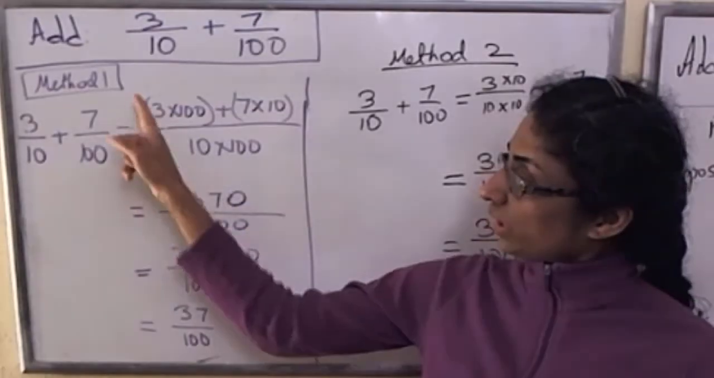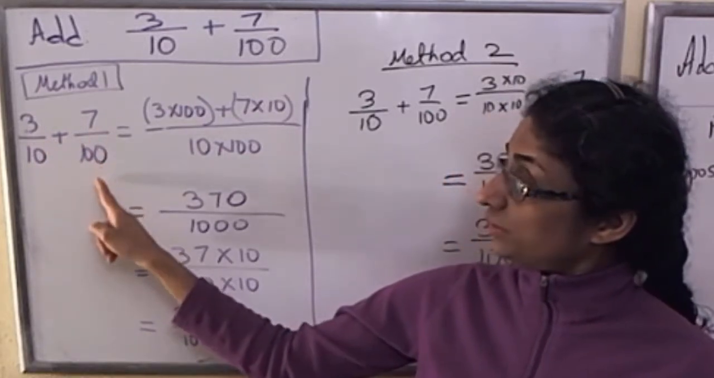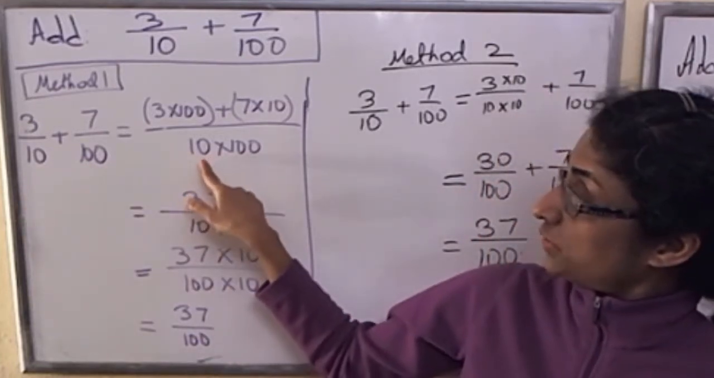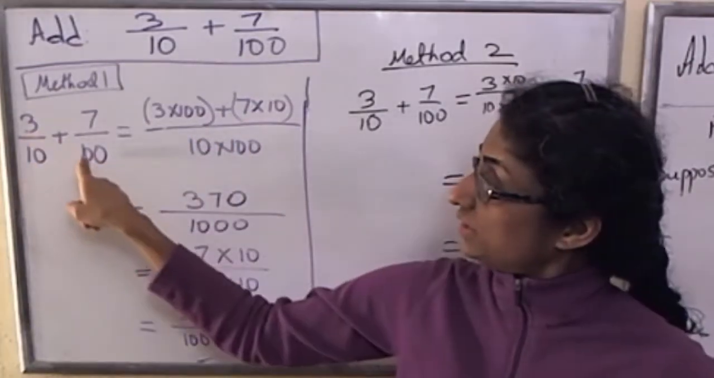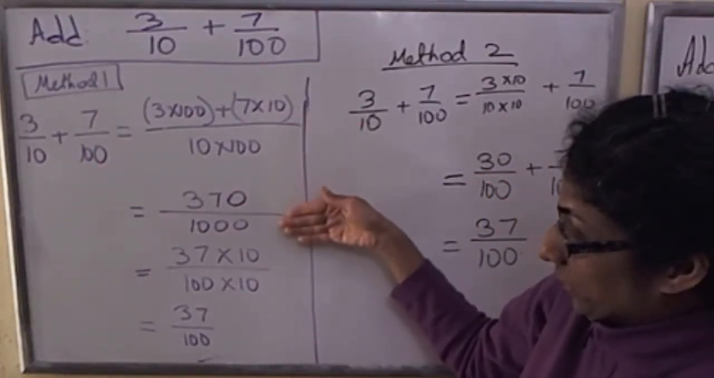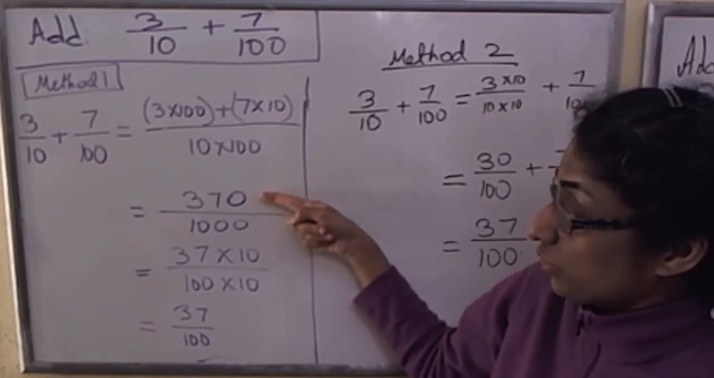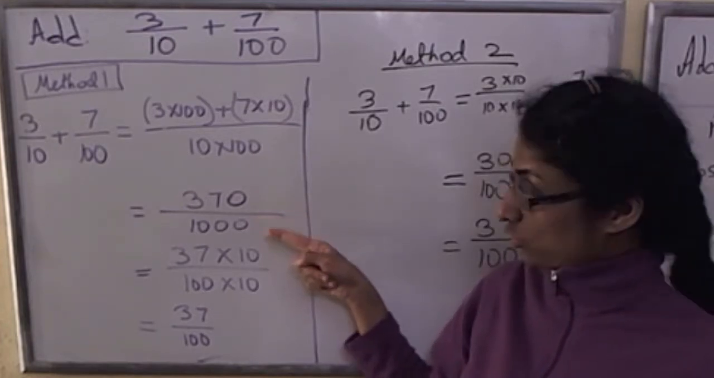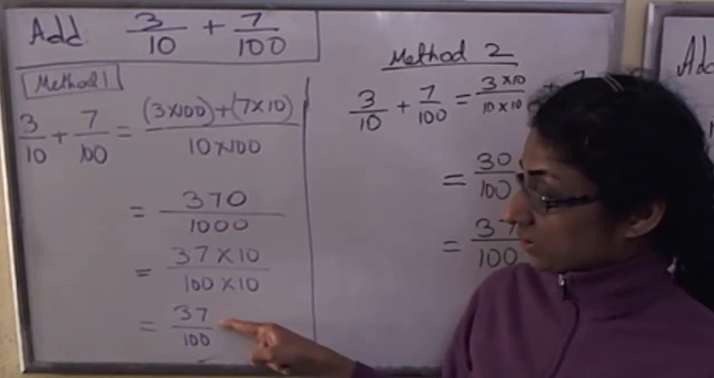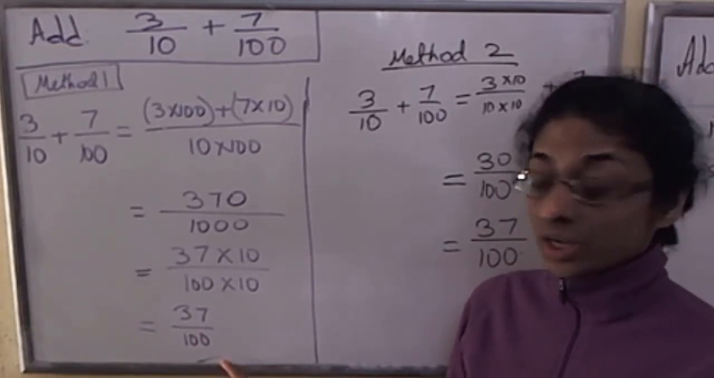So here in method 1, I have directly applied the addition formula. 3 over 10 plus 7 over 100 is another fraction whose denominator is simply the product of these two denominators, 10 times 100, and the numerator is 3 times 100 plus 7 times 10. Then I continue writing out the steps. I arrive at 370 over 1000. I recognize that both numerator and denominator have a common factor of 10, and by cancellation law I can cancel out that common factor of 10 and arrive at 37 over 100. So 3 over 10 plus 7 over 100 is 37 over 100.